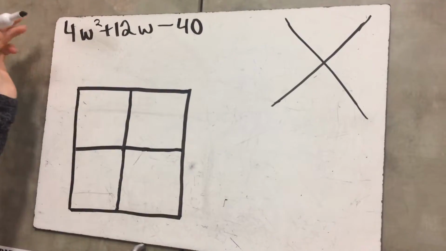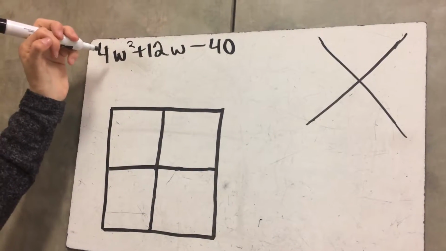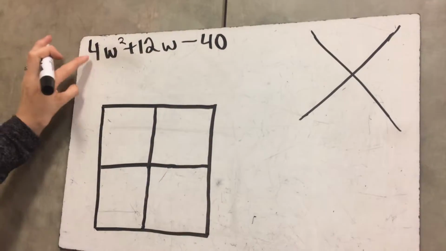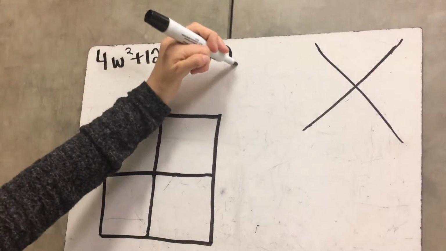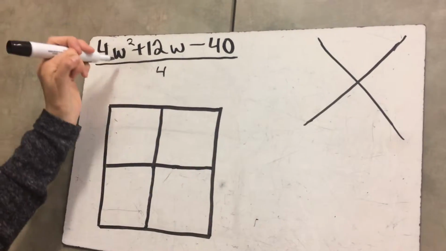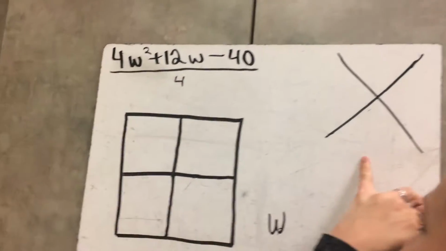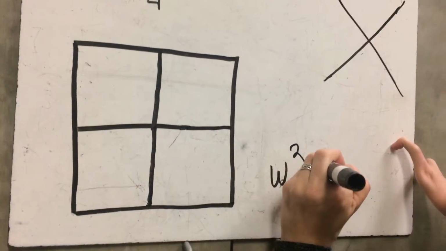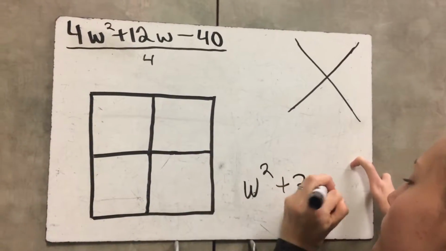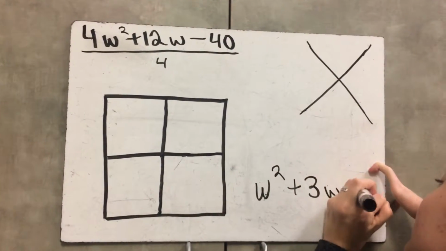So now this one's harder because we have this equation, and because we can't have w squared as more than a 1, we are going to divide this whole equation by 4 because that's this value here. So by dividing it by 4, we get w squared plus 12 divided by 4 is 3, so 3w minus 40 divided by 4, which is minus 10.